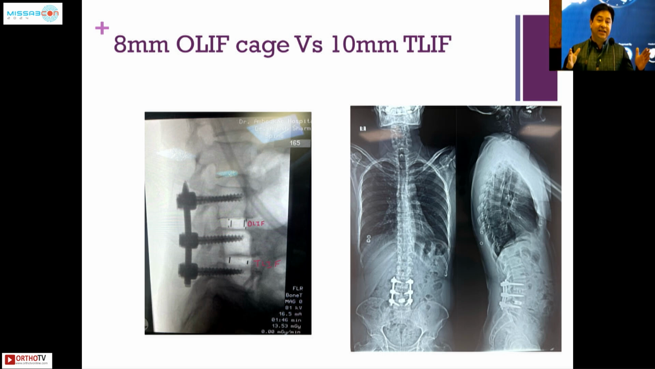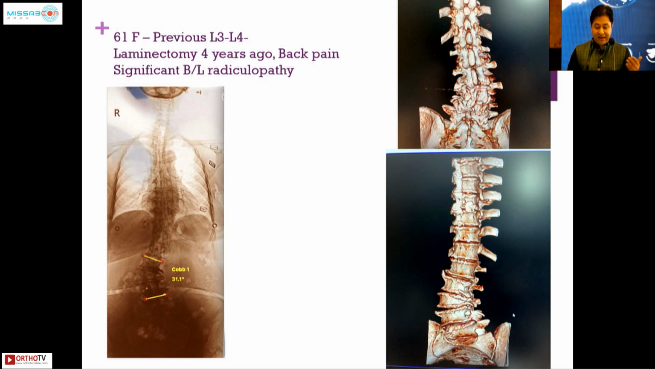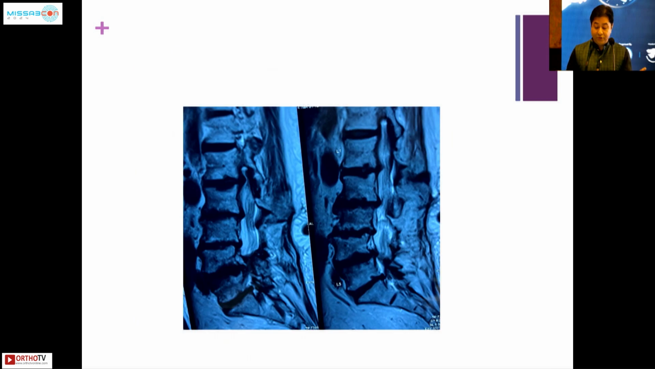The OLIF cage, or the anti-ATP cages, sit on the cortical rim, and that gives them the power to do what they do to correct these deformities. Now look at this case, this is a 61 female. We have done a lamy and everything earlier, and this is how she presents with us. There's a degenerative scoliosis, there's a 30-degree Cobb angle, the PI-LL mismatch is 38.2. There's a lot of foraminal stenosis.